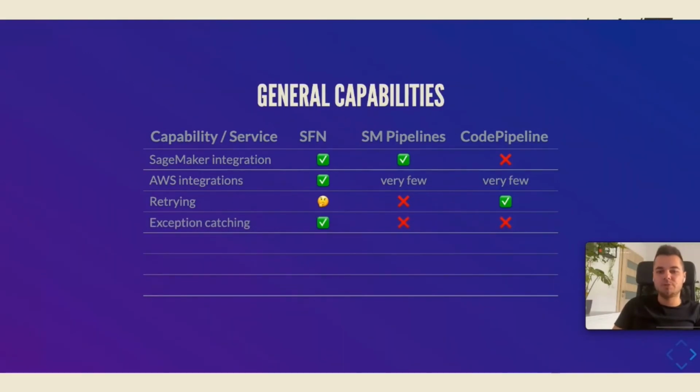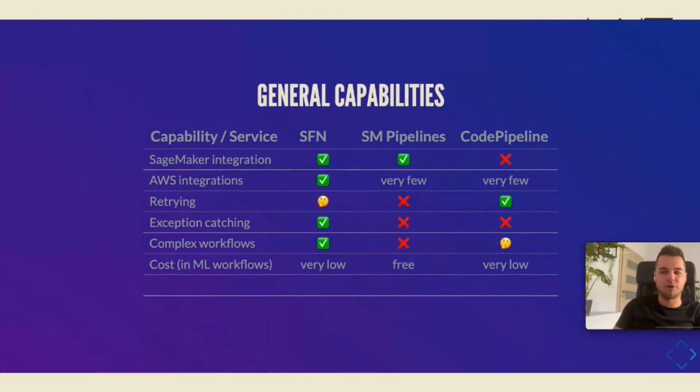Exception catching is possible only in step functions, but as always, you have to define what kind of exceptions you expect it to handle. The complex workflows are possible in step functions mostly. There are some capabilities within CodePipeline, but generally speaking, when the workflow is really complex, then step functions are the only choice, the only tool that can handle them. Cost is low everywhere.